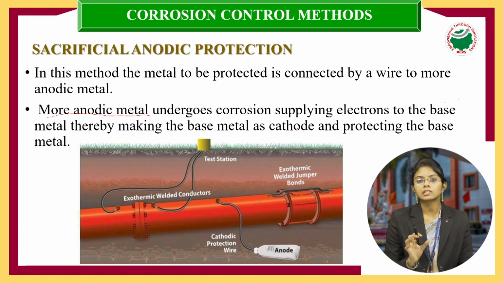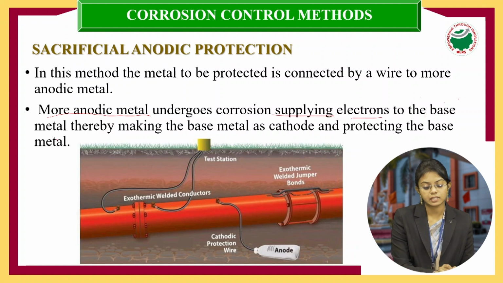Now the base metal is connected to a more active metal, right? This more active metal, the anode, will sacrifice itself to protect the cathodic metal. How is it going to protect? By supplying electrons to the base metal. Oxidation means it is losing its electrons, right? Now these electrons move to the cathode and hence the cathode is protected, making the base metal a cathode and protecting it. If you observe here, we are going to connect an anode to a base metal.